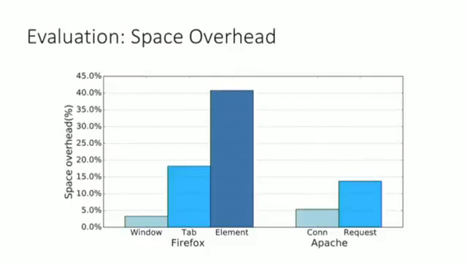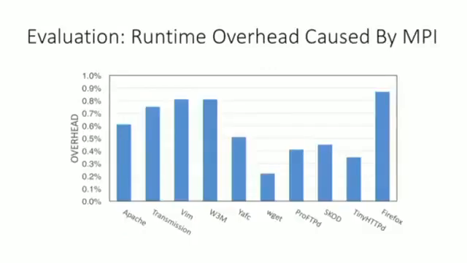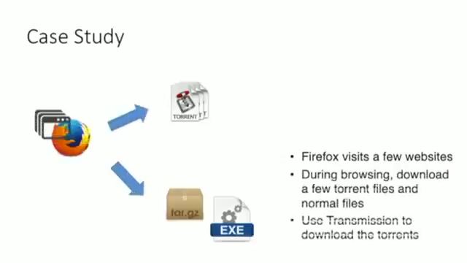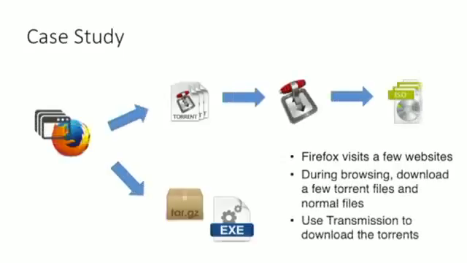more than 40%. And this is the evaluation for the runtime caused by instrumentation. In general, it's small, less than 1%, which means it's good. And the last one will be just showing a case study. Just a very simplified example.